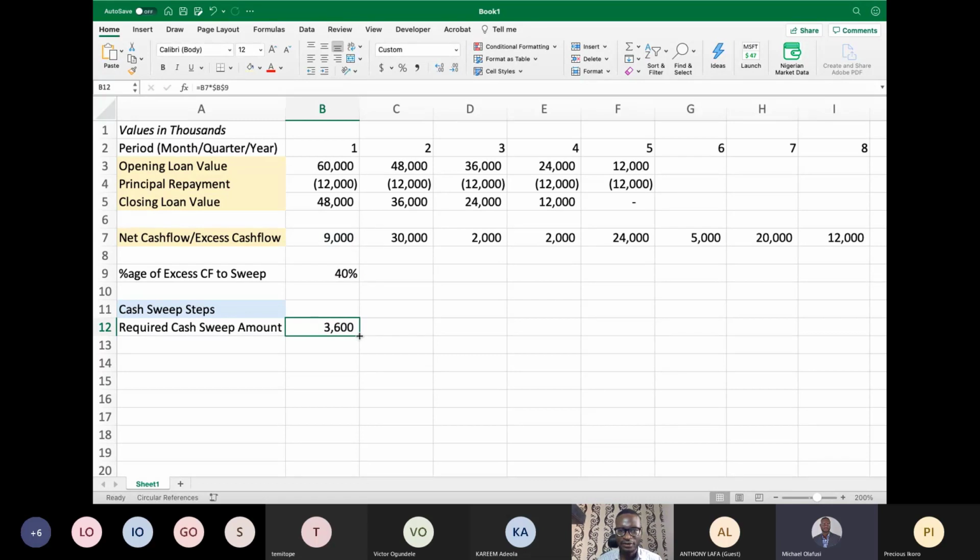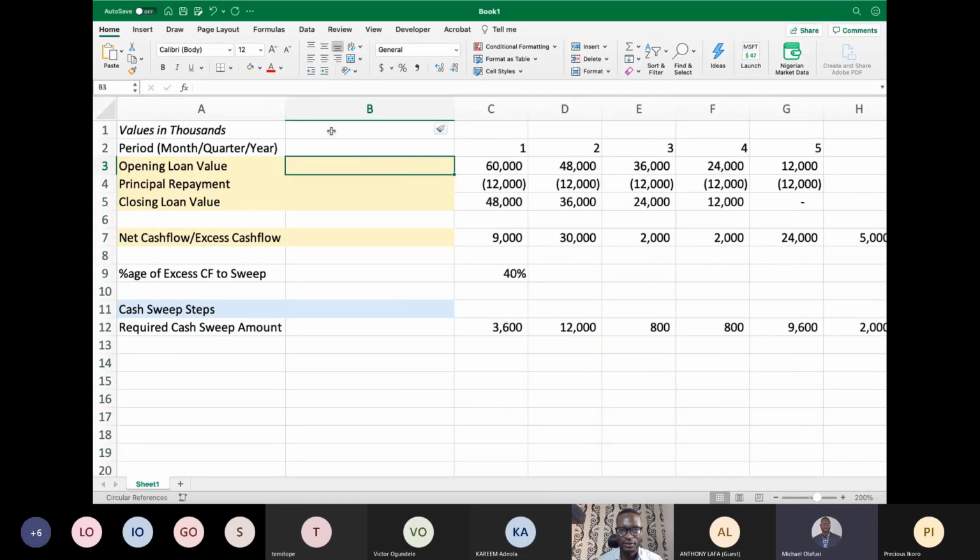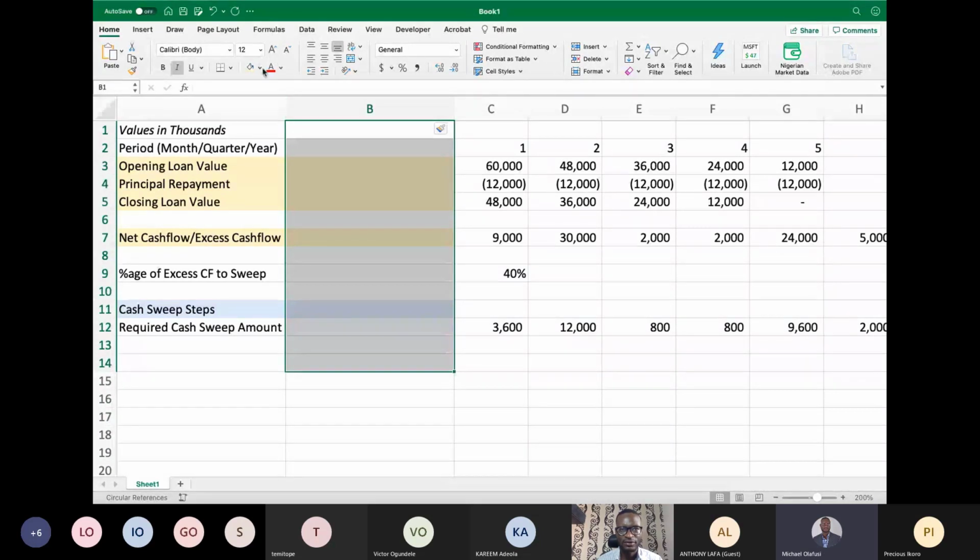Maybe later on, I will put the formulas. Maybe I should even do it now. So let me just insert a new column. Let me take out all these colors. No fill.